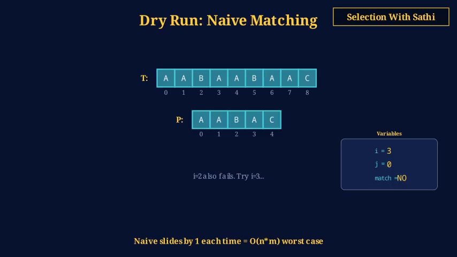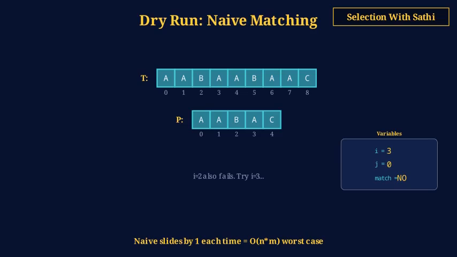At position 2, B does not match A, mismatch at J equals 0. We keep sliding. Most positions mismatch quickly. At position 9, A to A, B to B, A to A match.